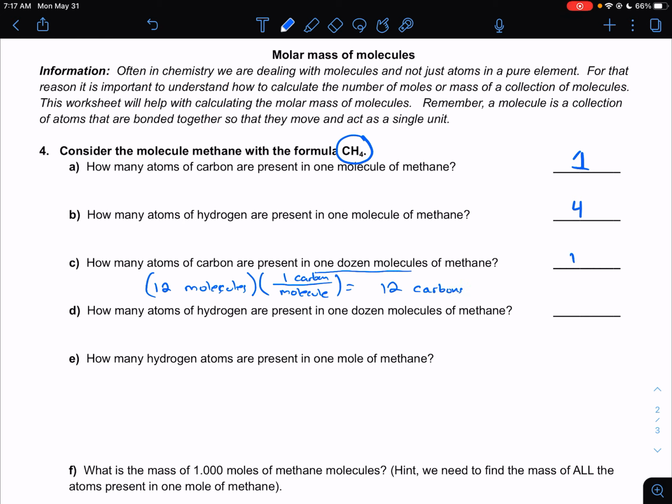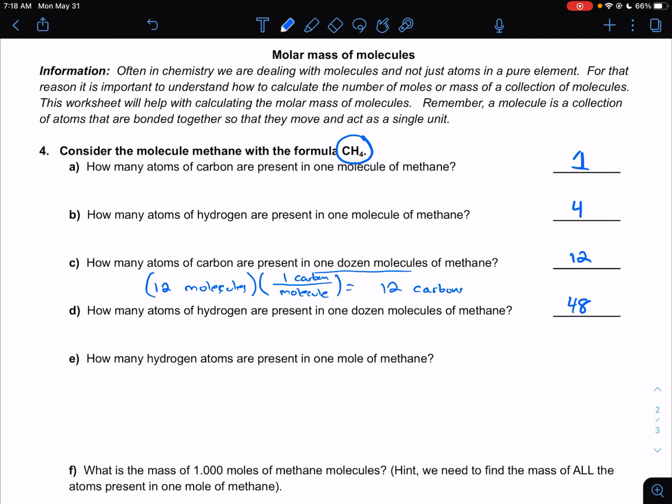All I did was take the 1 carbon per molecule and multiply by the number of molecules, in this case 12. You can do the same thing for hydrogen. How many atoms of hydrogen are present in 1 dozen molecules? Well, if we have 12 molecules and there's 4 hydrogens per molecule, we would have 48 hydrogen atoms.